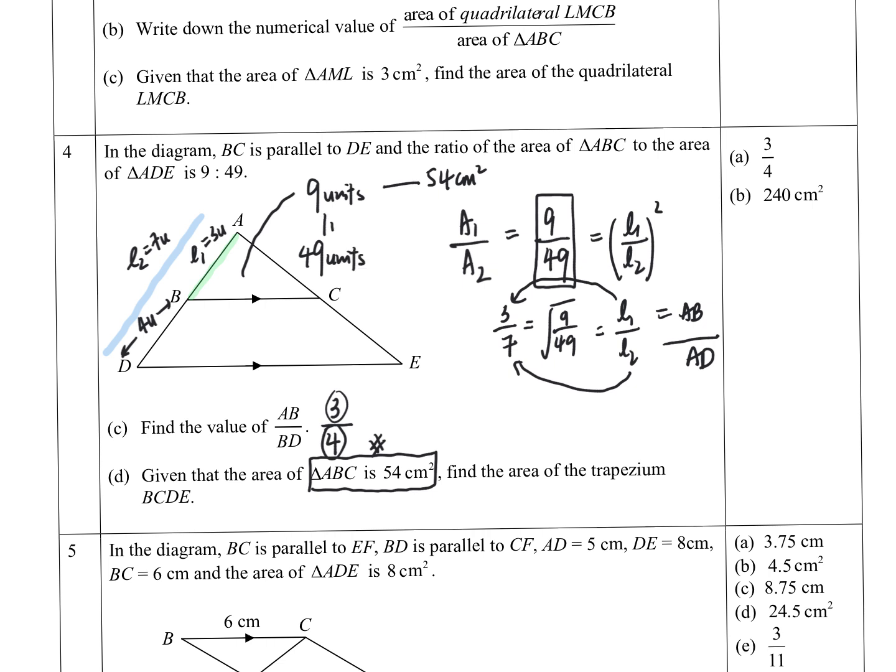So you can go and find 1 unit first. 1 unit is 6 cm square. So the whole thing is 49 times 6. Which is what? 29 something. 29 what? 294. Okay, good. So the whole thing is 294. This is 54. Can you find this?